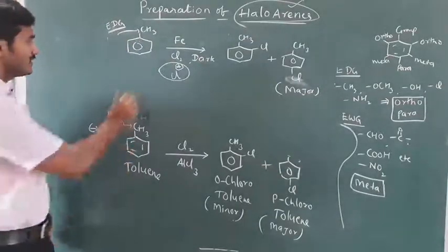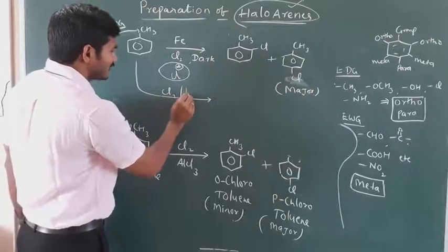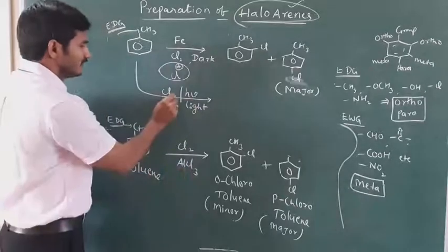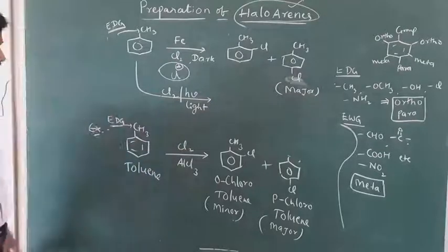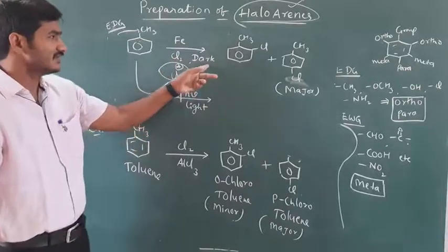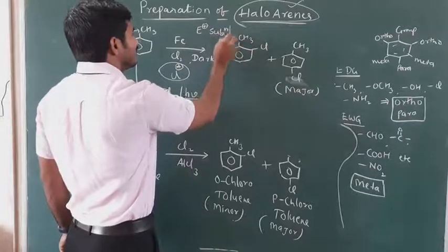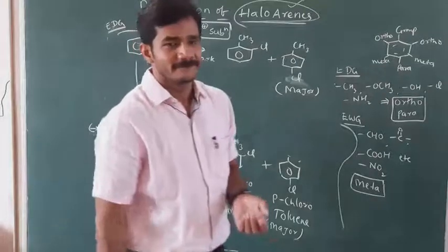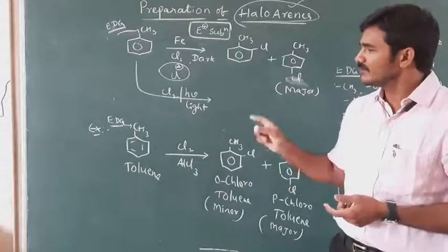And one more point I will tell you here, the same reaction with Cl2 in the presence of light. Can you tell me what will be the product here? Toluene on reaction with iron and Cl2 in dark condition undergoes electrophilic substitution, forming electrophilic substituted products. Yes or no? Now, chlorine in the presence of light, can you tell me what is the product here?